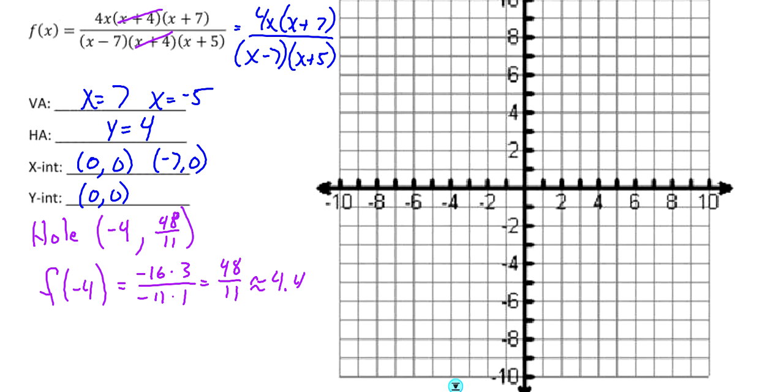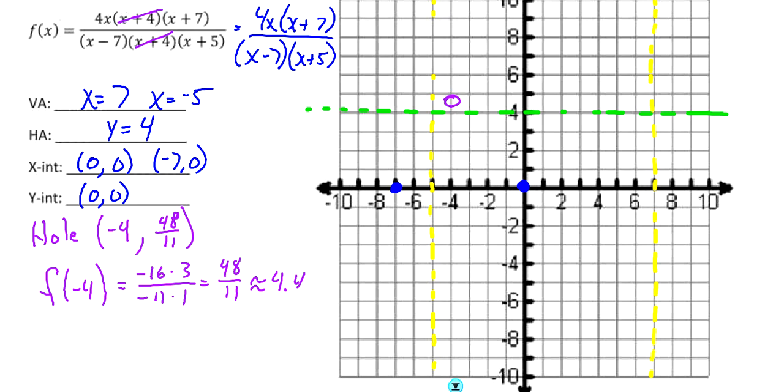Okay, so let's graph our information. So verticals are at negative 5, positive 7, horizontal is at 4, x-intercepts 0, 0, negative 7, 0. Our hole is at negative 4, 4.4. 1, 2, 3, 4. So basically our hole is right there.